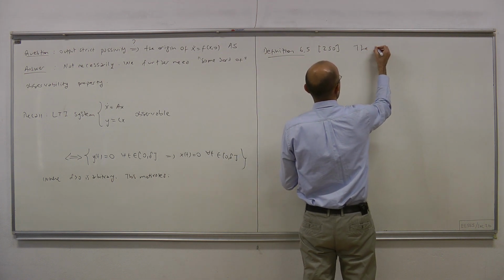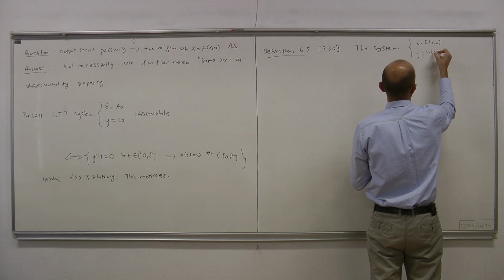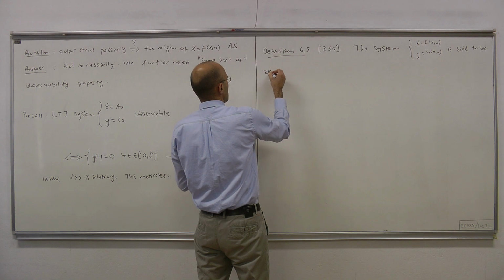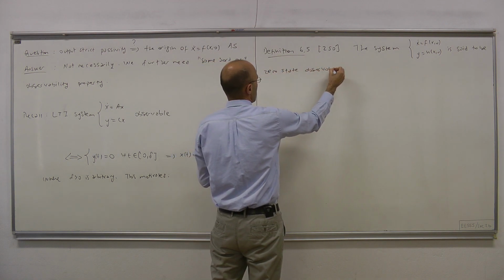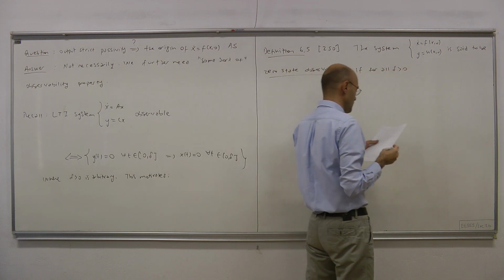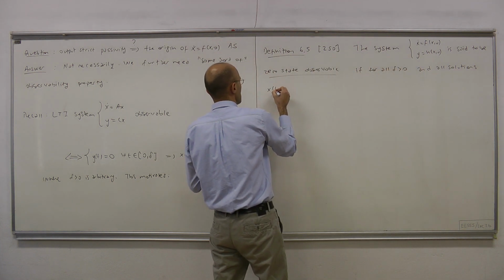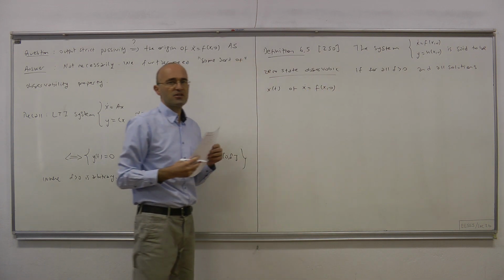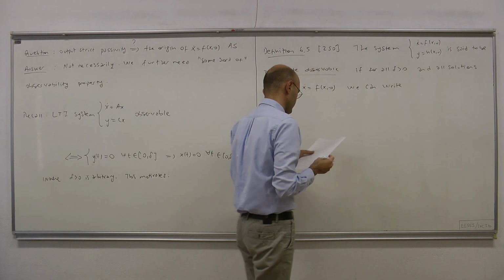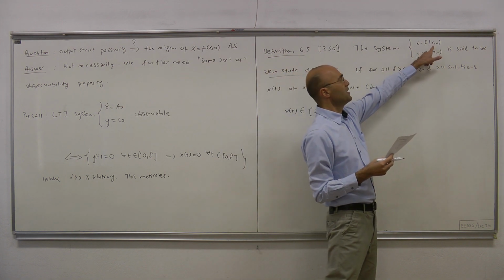The system x dot equals f of x, u, y equals h of x, u is said to be zero state observable if, for all delta positive and all solutions x of t of the unforced system x dot equals f of x, 0, we can write: x of t belongs to Z in R^n. n is the dimension or the order of the system.